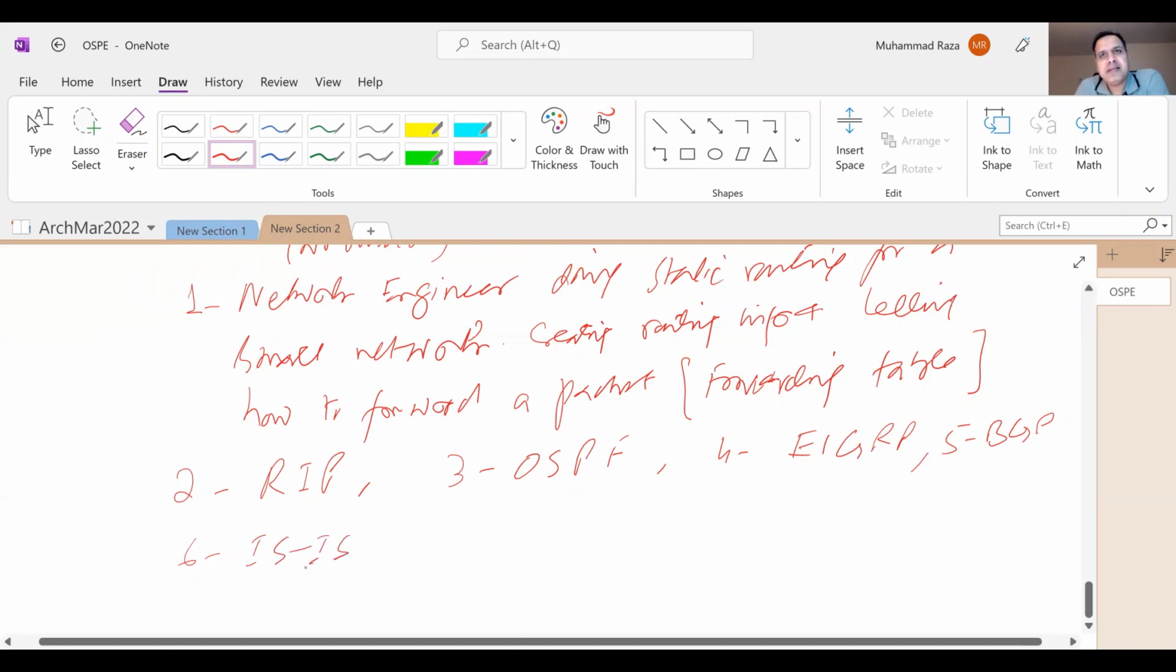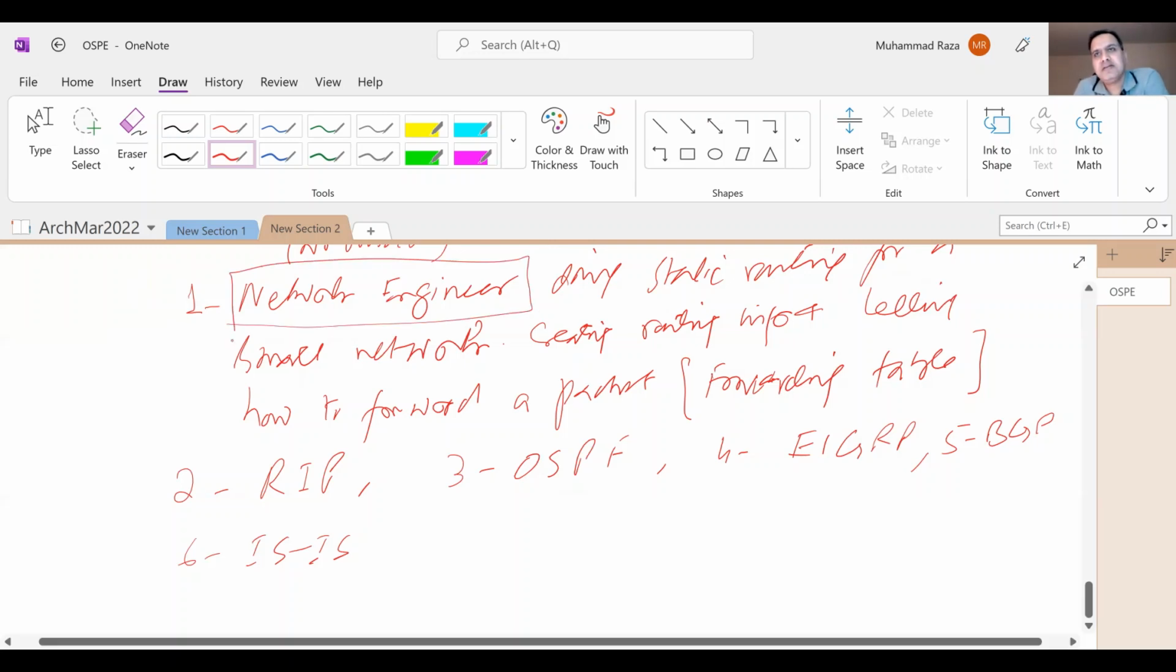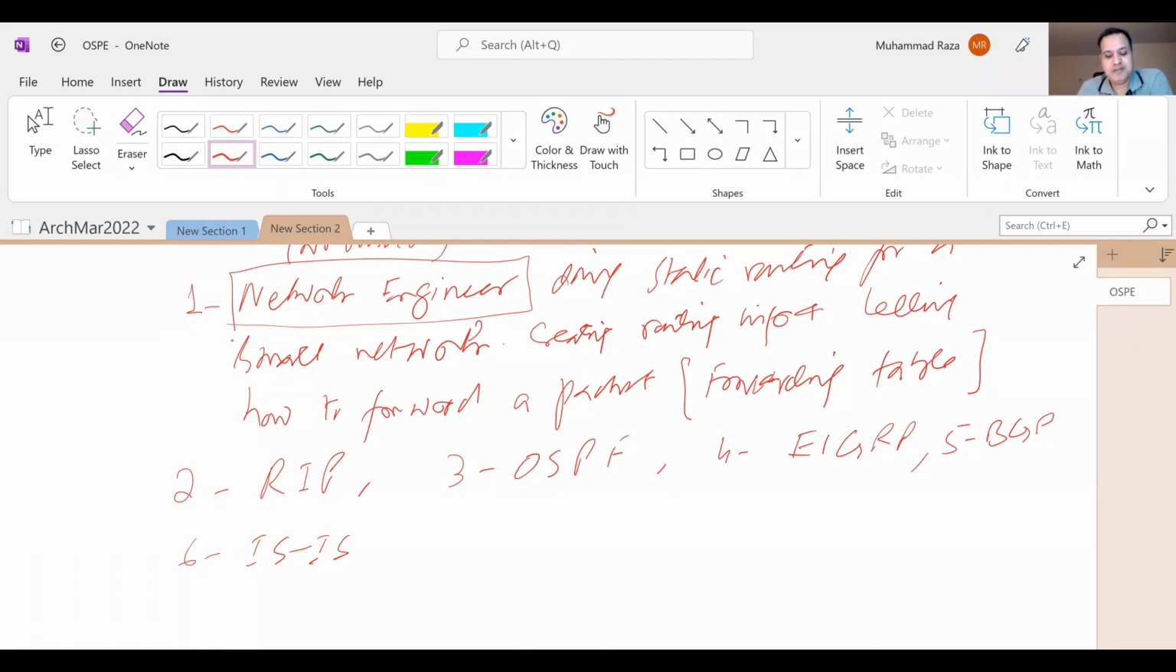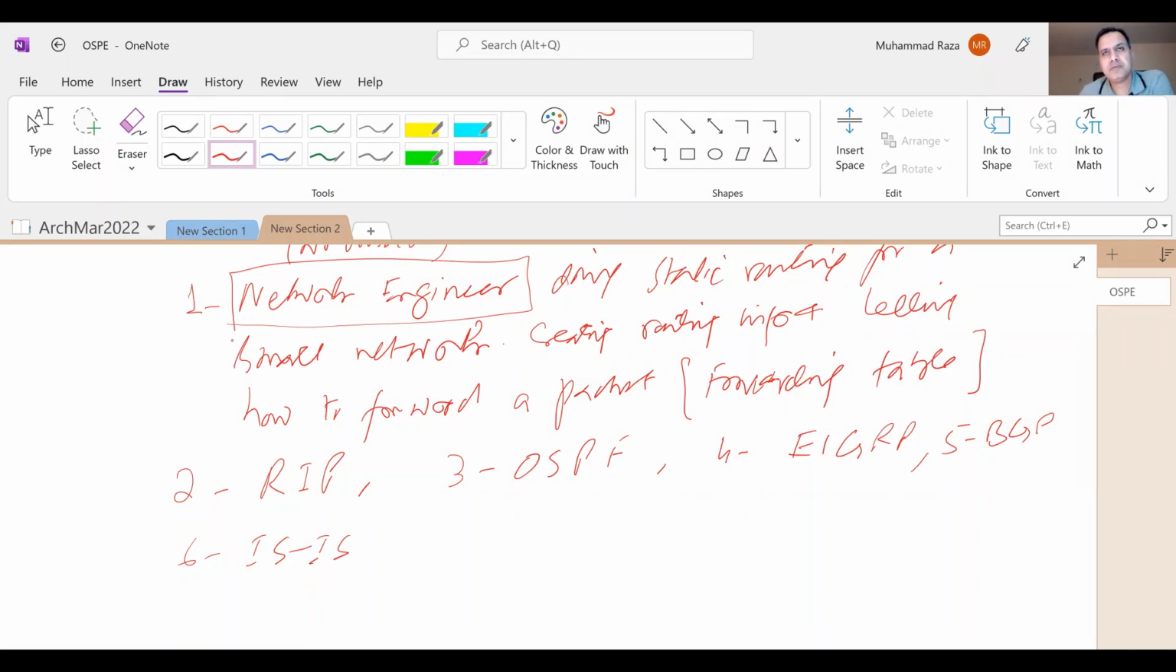If I try to place any of these protocols on a certain layer, what about this guy? I should also try to place him on some layer, because they are doing the same thing. Whatever that network engineer is doing for that small network through static routing, the same thing is being done dynamically by all the other routing protocols. So they are all alternate arrangements with the same final objective. Someone does it better than the other.